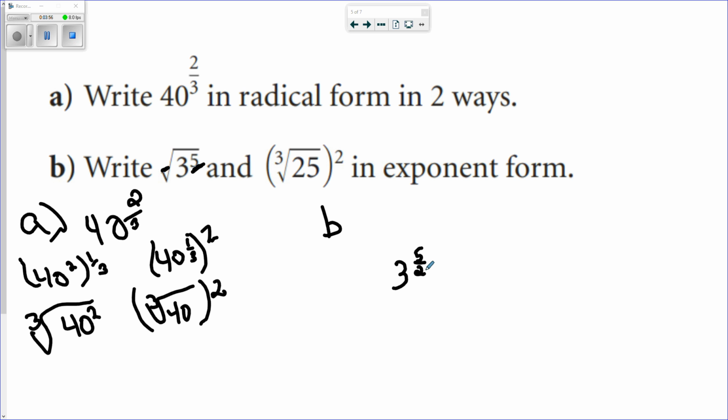So if we look at the second one, we have our base as 25, so we'll write that first. And we look at the root, it's a cube root. Look at the exponent over here, it's a 2. So we have 25 to the 2/3 power. That's the same thing as this, just in exponent form.